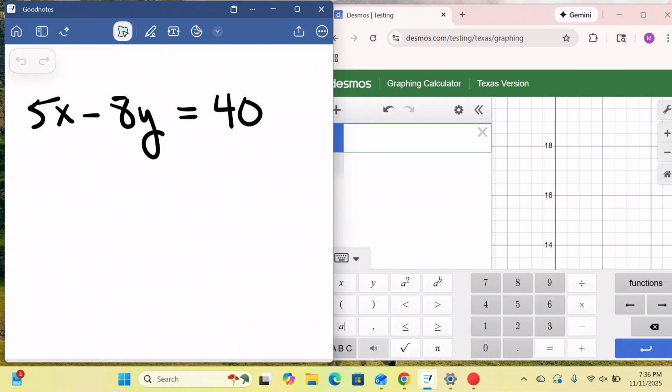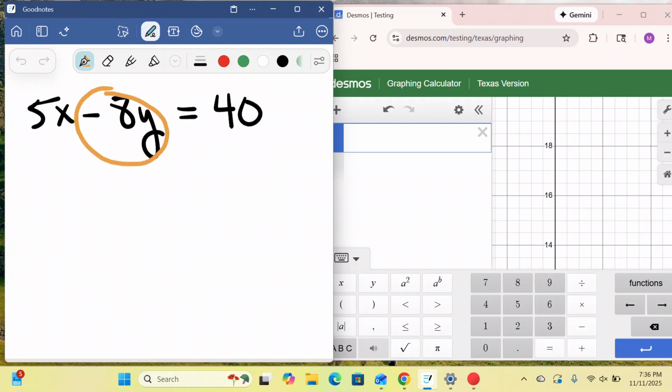We have the equation 5x minus 8y equals 40. So the way we're going to transition this is we're going to circle the negative 8y, because remember that we want it in y equals mx plus b. First of all, we need to isolate the negative 8y. I'm going to draw my railroad tracks and get rid of the positive 5x. How do I get rid of positive 5x from the left side? I'm going to subtract 5x. But once again, if I subtract 5x from that side, I've got to subtract 5x from that side.